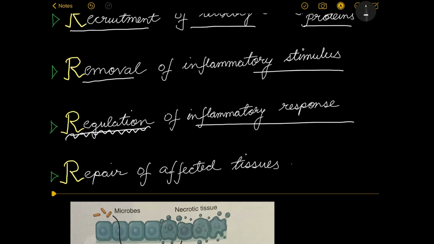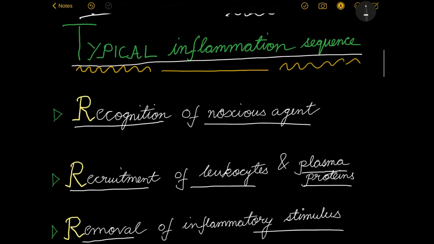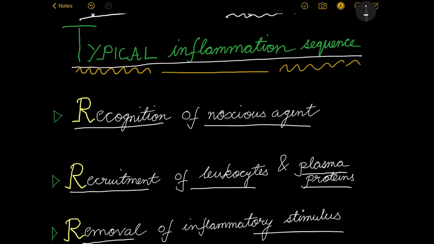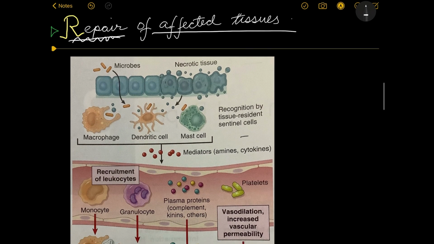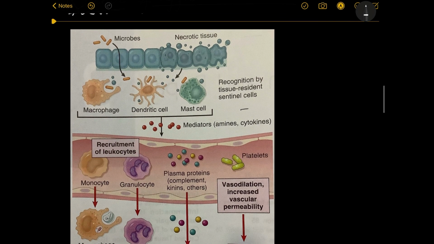Okay. And last but not the least, like I mentioned before, inflammation is not only about eliminating the offending agent, but also the beginning of the repair mechanisms. So repair of the affected tissues. These are the 5 R's as far as the typical inflammation sequence is concerned. Now obviously inflammation can be of multiple types, but very grossly it is of 2 types. Before going into that, let me actually show you a picture which is elaborating the 5 R's.